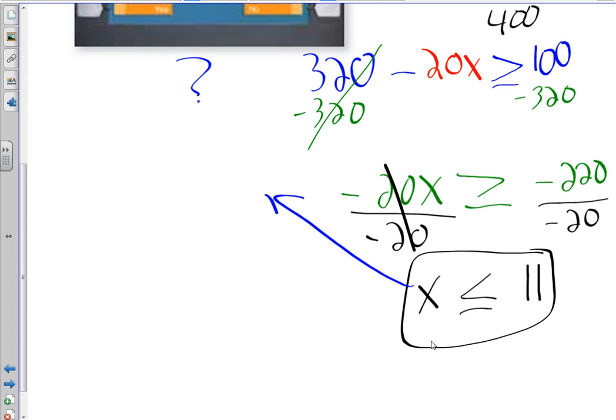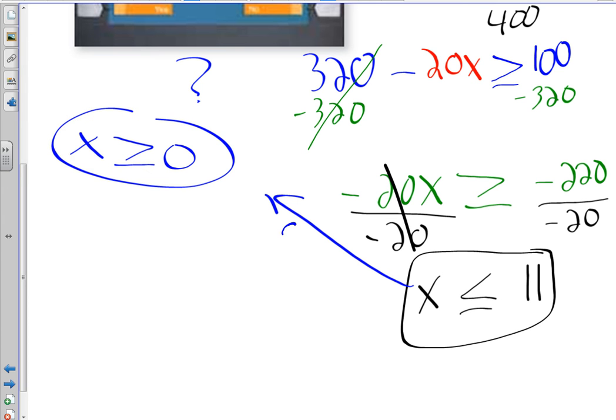So would you say that I have to take out, with 0, do I have to take out greater than 0 or less than 0 or greater than or equal to 0 or less than or equal to 0? So also x has to be greater than or equal to 0. So this is an also. I'm saying also this is the case.